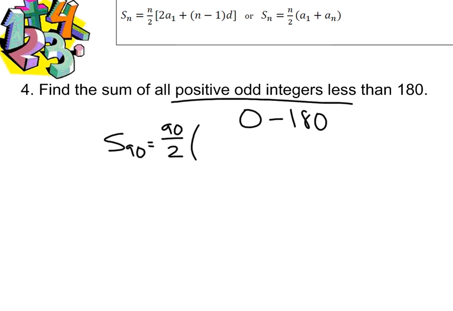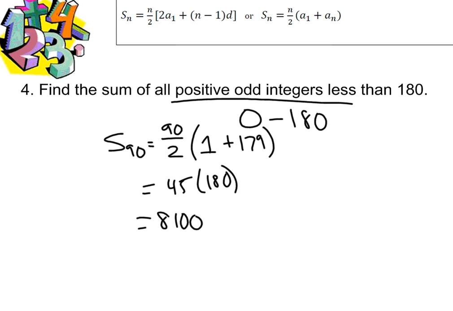What's the first positive odd integer? 1. What is the last positive odd integer smaller than 180? That's going to be 179. So the sum of this is going to be 45 times 180. So 45 times 180, the sum of the first positive odd integers from 0 to 180 is going to be 8100.